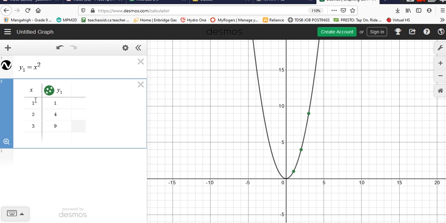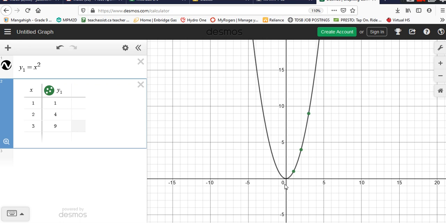Here is our graph. Does that make sense? 1 squared is 1, 2 squared is 4, 3 squared is 9. Here are our 3 points. If I go 1 over, 1 up, 1 over, 3 up, 1 over, 5 up.